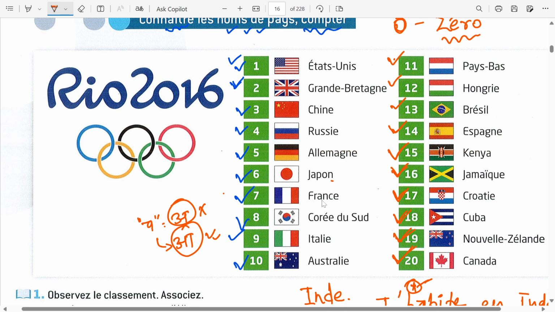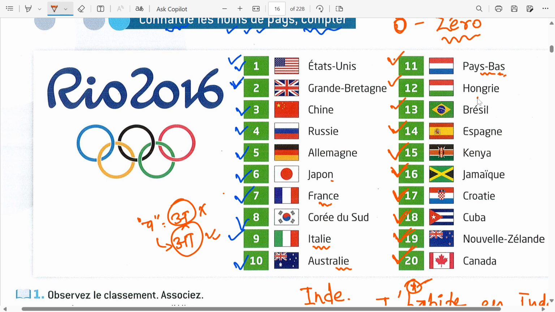And then France. Not France. A-N sounds like France. Now you know the sound, yes. France. Corée du Sud, basically South Korea. Nice. Italie, Italy. Australie, Italy and Australia.